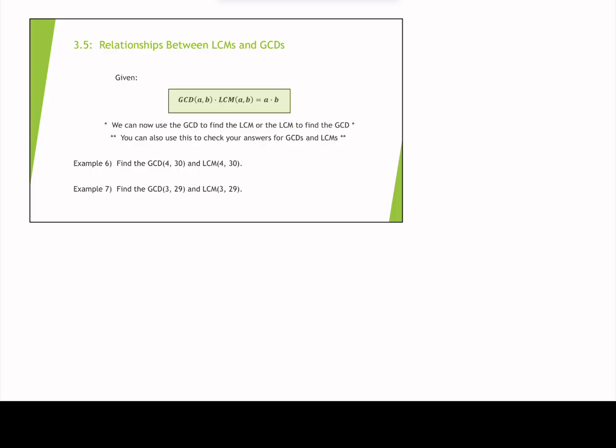With the last example on this slide, we're going to find the GCD and the LCM for 3 and 29. And once again, it doesn't matter whether you find the GCD and then the LCM or vice versa. This time, just for changing it up, we'll start with the LCM. So we want to find the GCD and the LCM for the same A and B values, 3 and 29. Let's find the LCM.